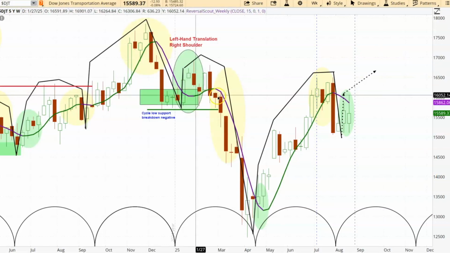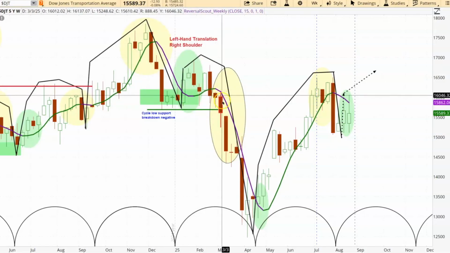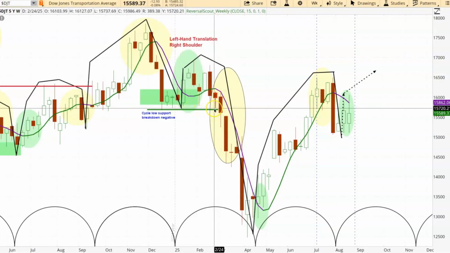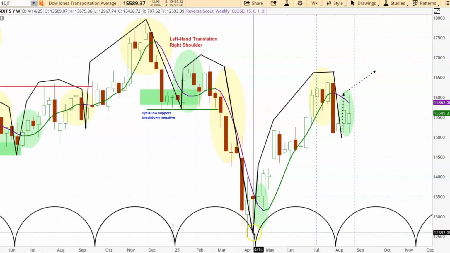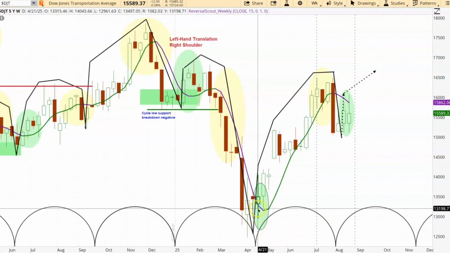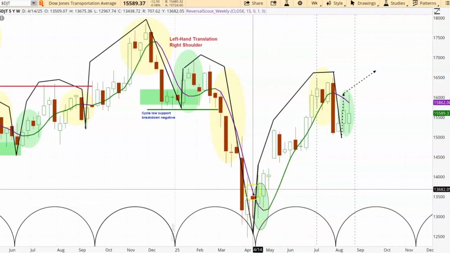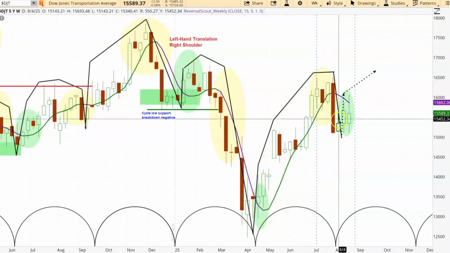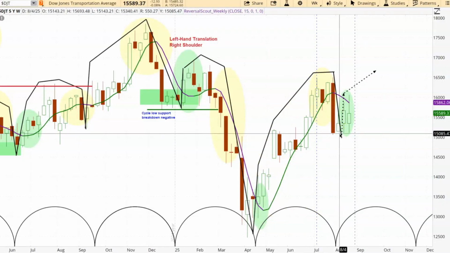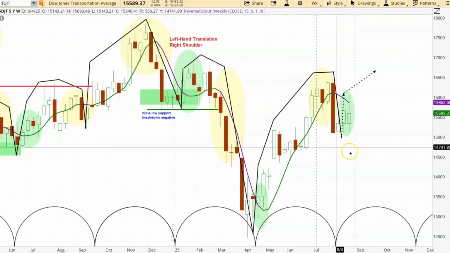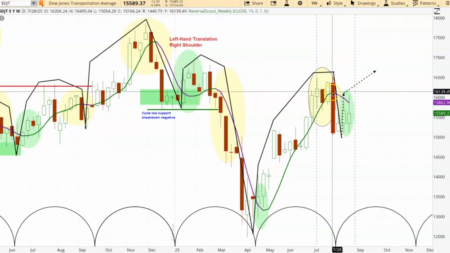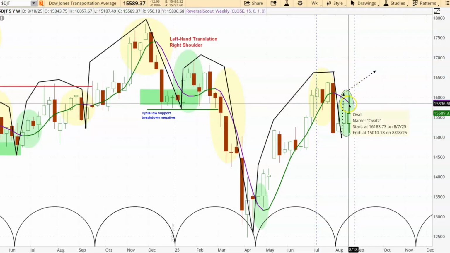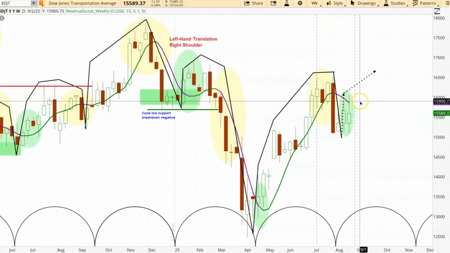You'll notice in here that the reversal scout over here failed on this right shoulder, and when you broke that cycle low, it set it up for the decline perfectly through that period. Then when the reversal scout turned up, you got into this rising phase right over here, and you have this very positively configured cycle in this right-hand translation. So right now we're in this rising phase, but you can see that it's not confirmed because the reversal scout is still pointing to the downside.